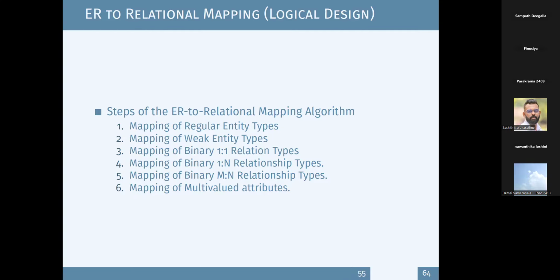So the first step in the mapping is to focus on mapping regular entity types. Then we talk about how we can map weak entity types and all the relations, starting with one-to-one, one-to-many, and many-to-many. And remember, we are focusing on binary relations. If you have more than two relations participating, then we will also discuss how you map them. And we'll look at multi-valued attributes.